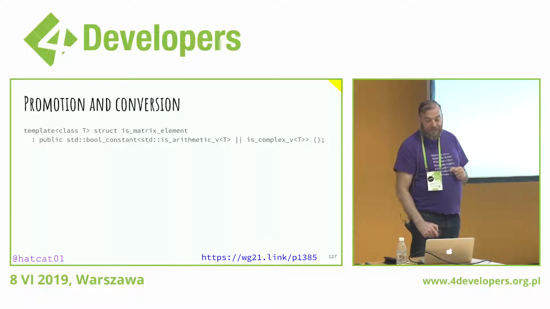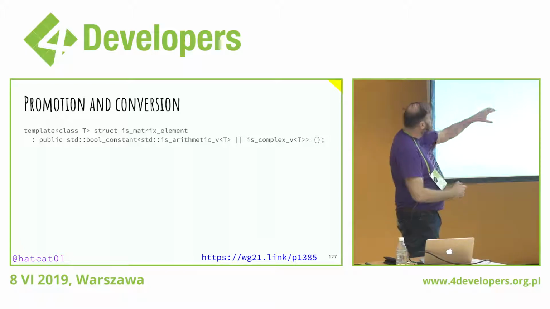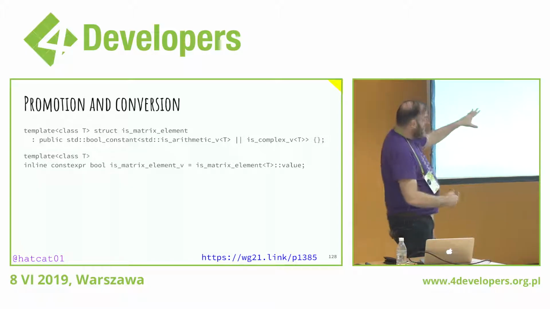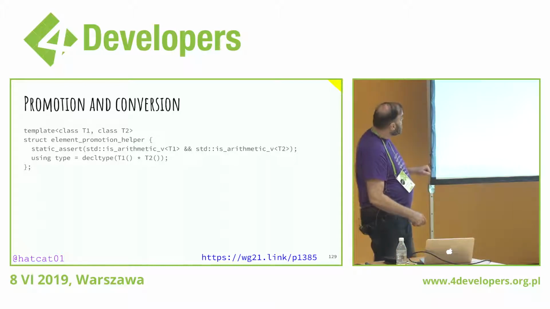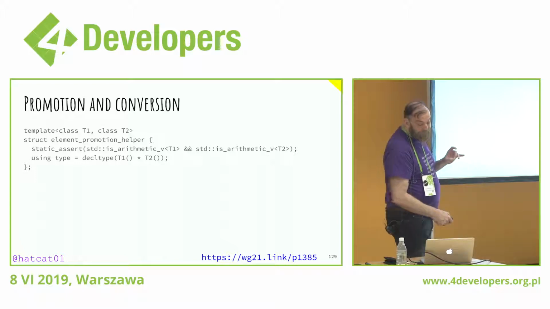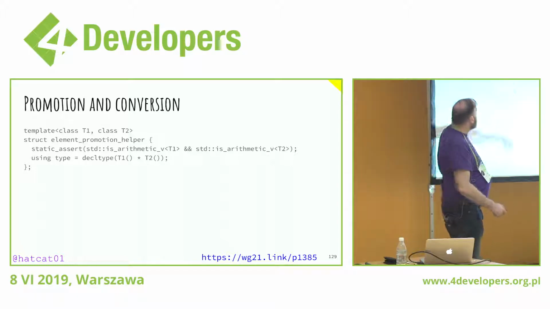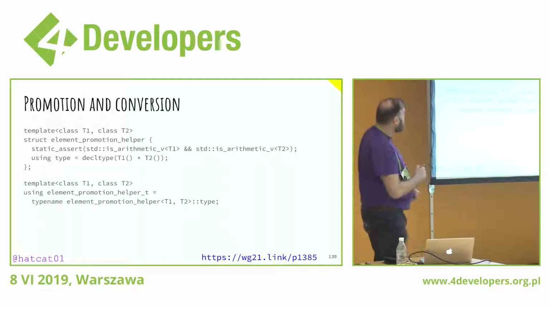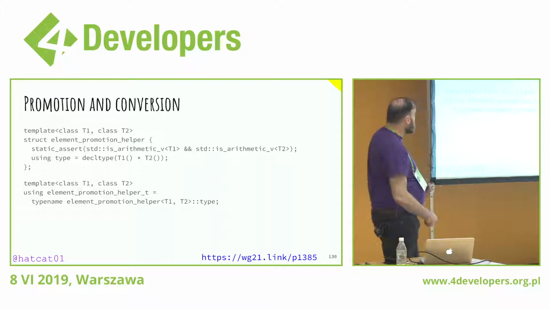And now we need a trait to detect if the type is a suitable matrix element. Is it arithmetic or is it complex? And again, we simplify that. And now we can move on to promotion. Okay, we have a type to resolve the element promotion type. And you can see the decltype here doing that piece of work. So now we can simplify again with element promotion helper underscore T.